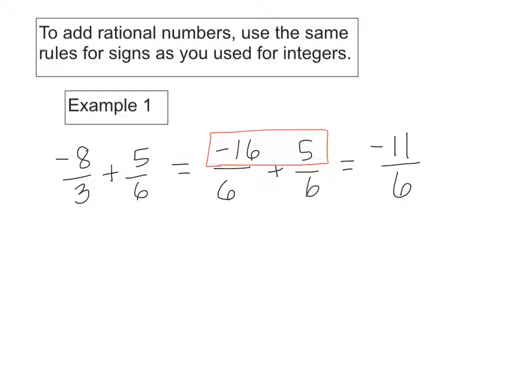And then I can either leave that as an improper fraction or make that into a mixed number. 6 will go into 11 once, with 5 sixths as the remainder.